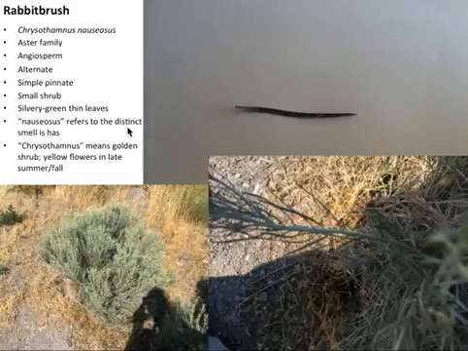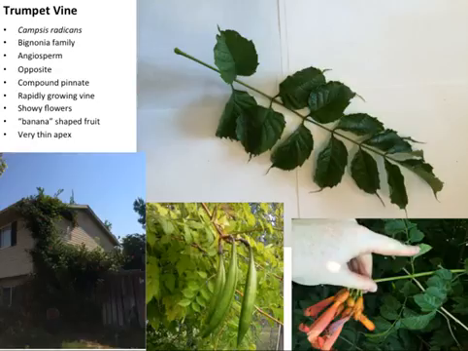Nauseosus refers to the distinct smell that it has. It's kind of sagey, but it is very pungent. And Chrysothamnus means golden shrub, so chryso golden, thamnus shrub, and it has beautiful yellow flowers in the late summer or fall. So it can grow a lot of places that other plants can, but it is native to Utah, and it can be very pretty with its silvery foliage and its yellow flowers in the fall.